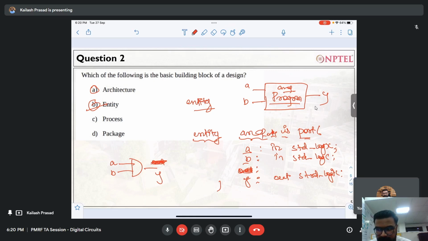Your box represents the gate. The box will be some process which we will define later on, but entity defines the input and output of whatever box you have, whatever gate or logic you want to design. So entity represents that. Okay, sir. Okay, then we will move to the next question.